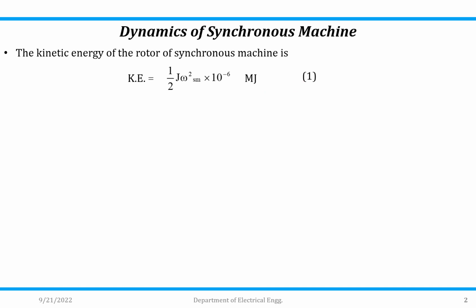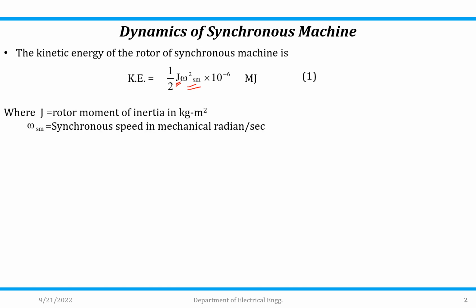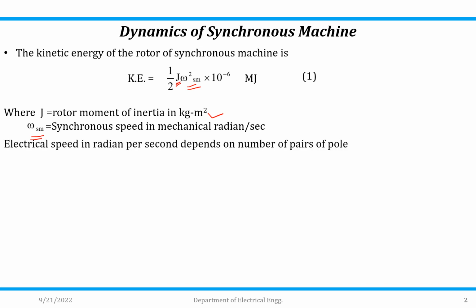Now here, if you see, we get two new parameters. The first one is J and the second one is omega Sm square. What is J? J is the rotor moment of inertia and the unit for J is kilogram meter square. Whereas in omega Sm, S stands for synchronous speed and M stands for mechanical radian per second. So we can say omega Sm equals synchronous speed in mechanical radian per second.